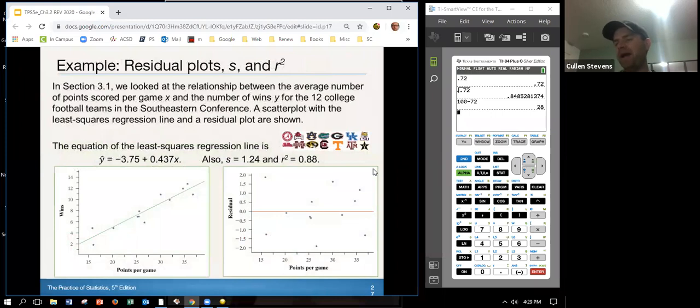So let's go way back to section 3.1. We were talking about points per game and the number of wins in the SEC, right? And so we have this scatter plot. So we bring it back. Here's the equation, the least squares regression line for that scatter plot. We also see that S is equal to 1.24 and that R squared is 0.88. So going back, what does all this mean? Practicing again with this data set, what does all this new stuff mean? And we can also see the nice residual plot next to the line as well.